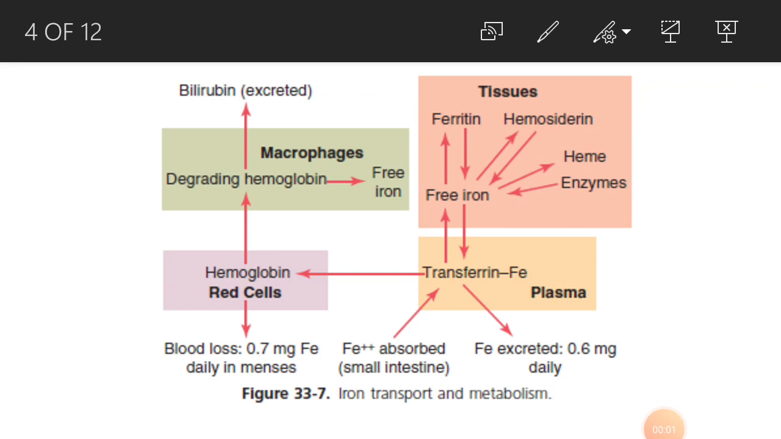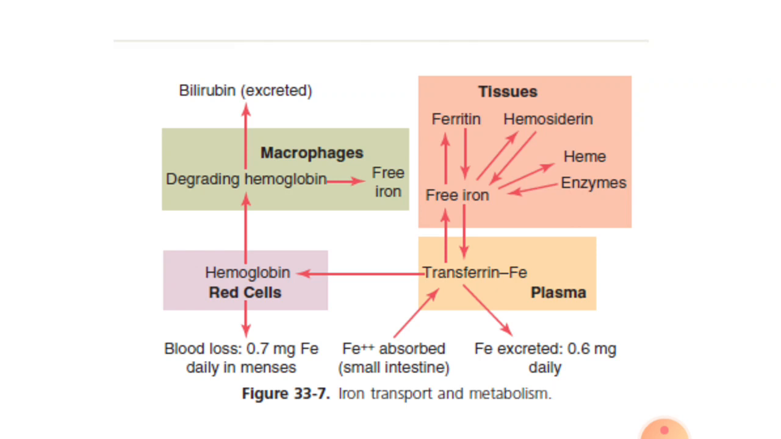Peace be upon you, students. Our lecture for today, we will start with iron. Iron plays an important role as a constituent of hemoglobin, but it also plays an important role in the synthesis of many other substances like myoglobin, peroxidase, and cytochrome.